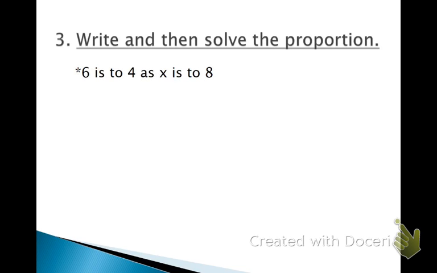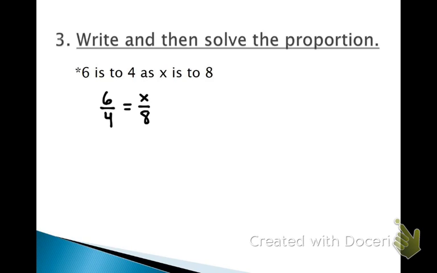Number 3, write and then solve the proportion. Who can help me out with how to write this as a proportion? Mason, what do you think? 6 over 4 equals x over 8.